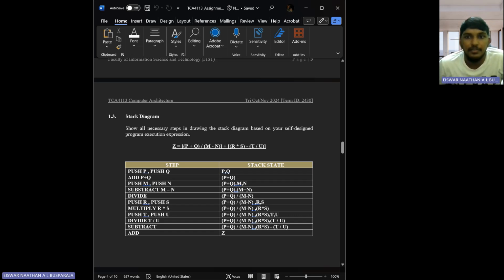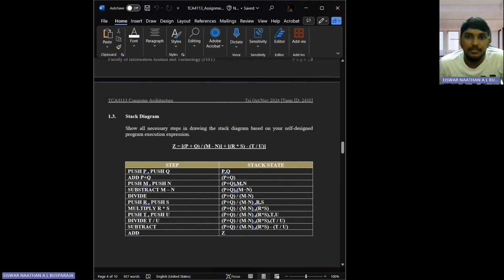Divide P plus Q by M minus N. It will change to P plus Q divided by M minus N. Push R and S. The stack now has P plus Q divided by M minus N, and R and S. Multiply R S, and that will become P plus Q divided by M minus N, and R multiply S. Now push T and U. The stack becomes P plus Q divide M minus N, and R multiply S, and T and U.